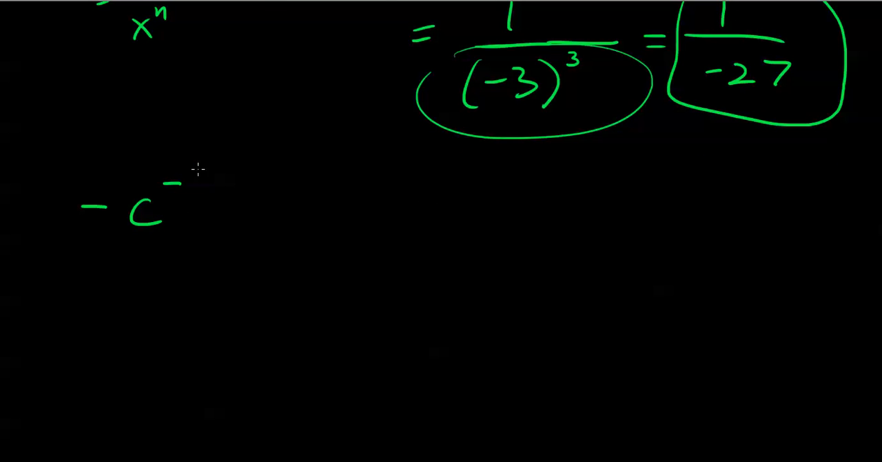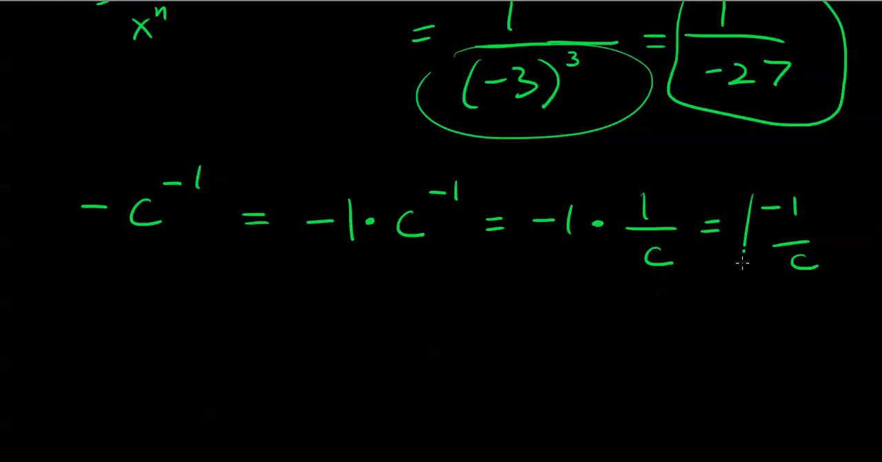Let's try another one similar to this. Again, this causes all kinds of trouble on test day. Minus c to the minus 1 power. Just like in an example above, that negative sign outside I can rewrite as a multiplier of negative 1 times c to the minus 1 power. Now c to the minus 1 power is 1 over c to the first power, or just 1 over c. So this really reduces to minus 1 over c to the first power. Of course, more simply, minus 1 over c is my final answer for that negative exponent expression.